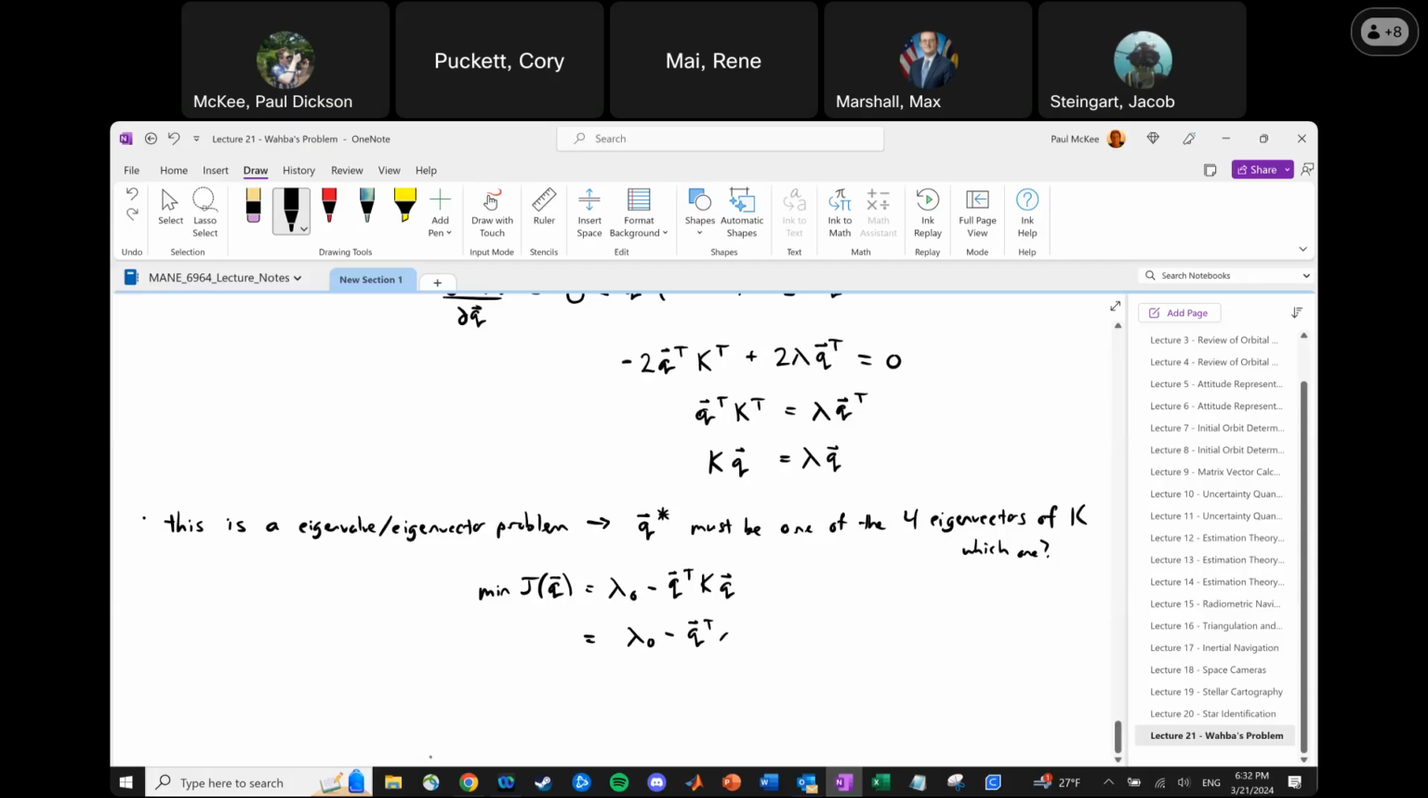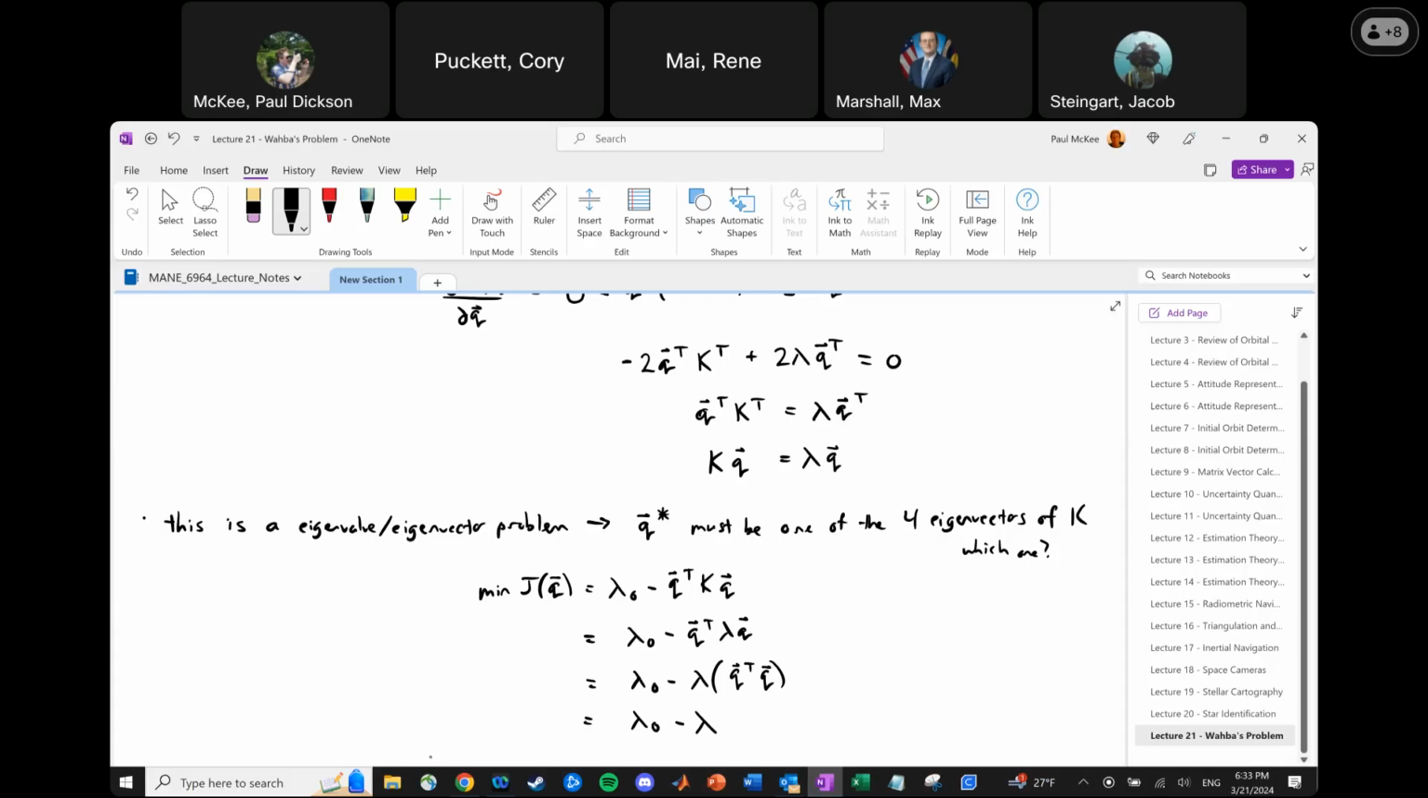Oh, I took it too far, sorry. Here, and there we are. Okay, we can change the order on this. This equals lambda naught minus lambda q transpose q. Okay, but q transpose q is just 1. So this becomes ultimately lambda naught minus lambda.